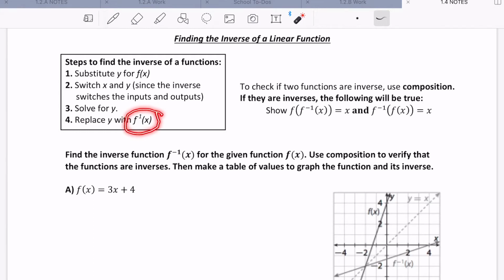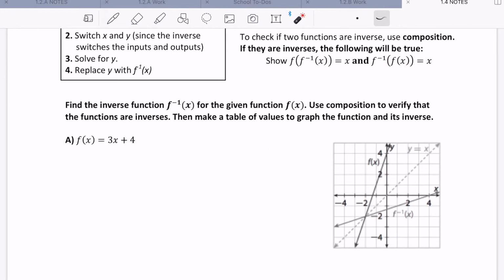And this here, f to the power of -1 of x, indicates that we are working with the inverse function, where f of x is the original function, okay? Once we have found the inverse of a function, we are going to use composition to check that they are inverses. Now, if they are inverses, the following will be true. We will show that f, or the function, of the inverse function of x is equal to x, and that the inverse function of f of x is also equal to x.